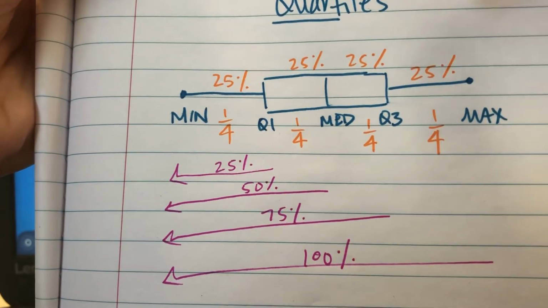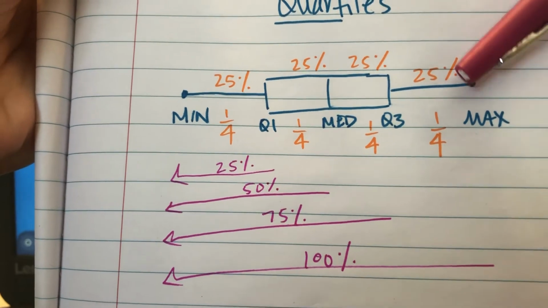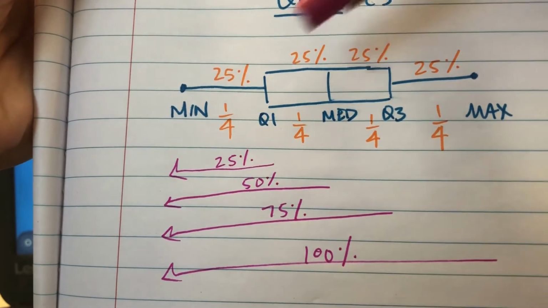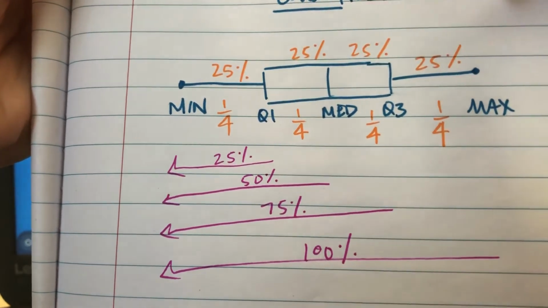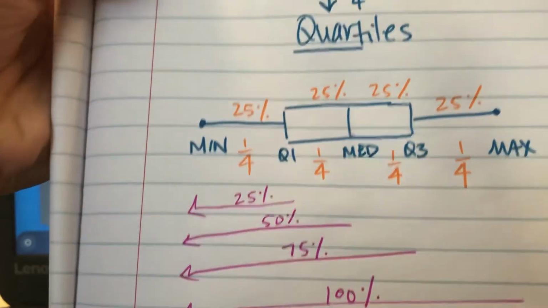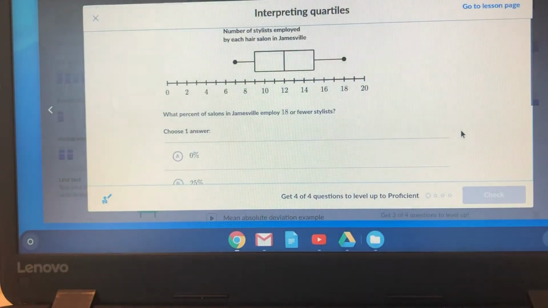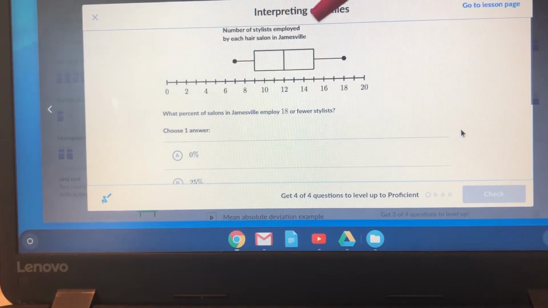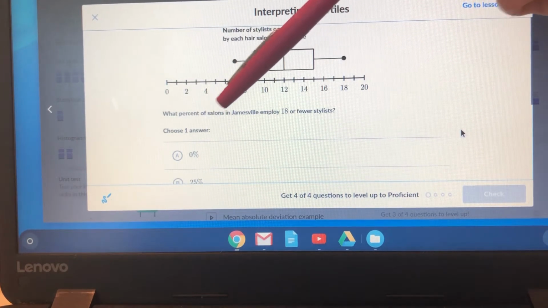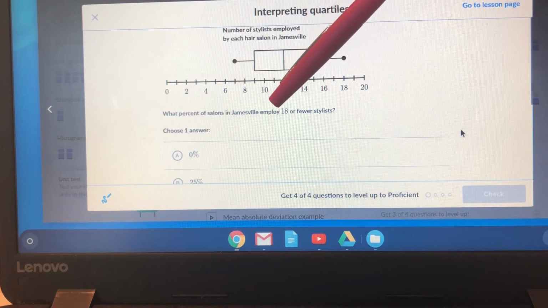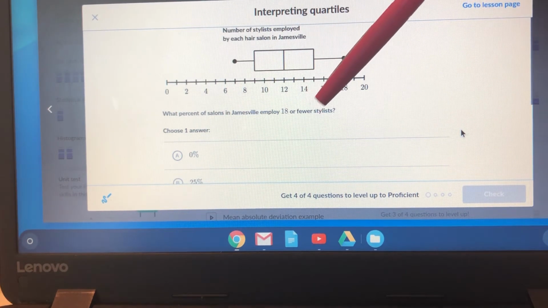So we have to be really careful what the question is asking us and take a look at where the data is falling on the box plot. Okay, so we'll go back to this in a minute. So take a look here. This says the number of stylists employed by each hair salon in Jamesville. Okay, so what percent of salons in Jamesville employ 18 or fewer stylists?